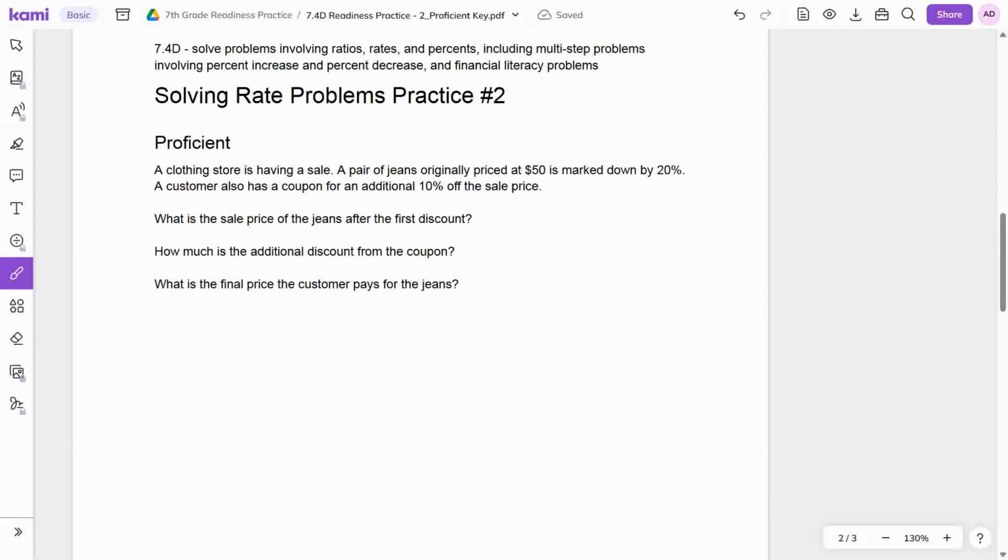For number 2, we have a clothing store. We have a pair of jeans that's going to be marked down twice. First 20%, and then an additional 10% off the sale price. So let's take our original price and put that right here, $50.